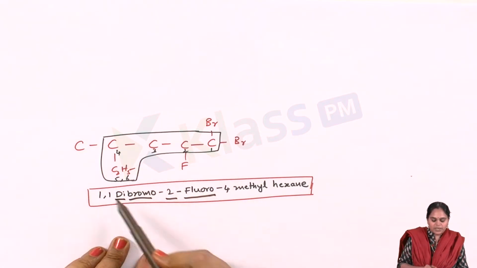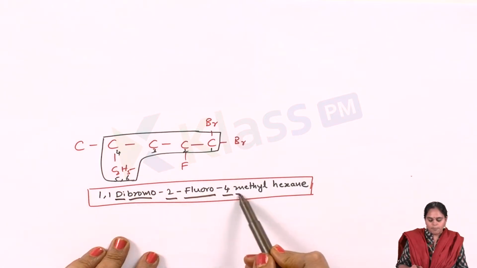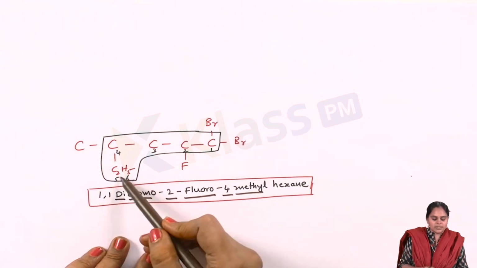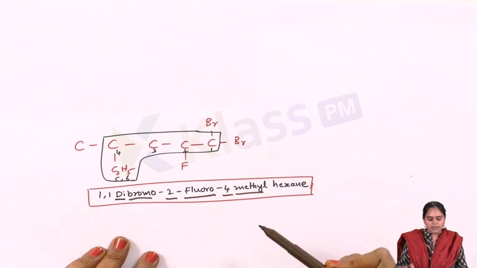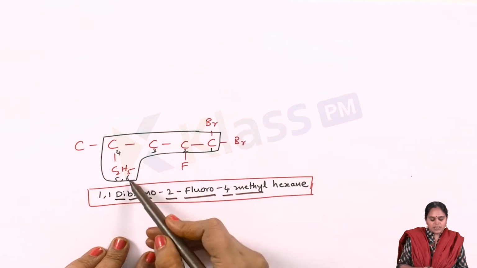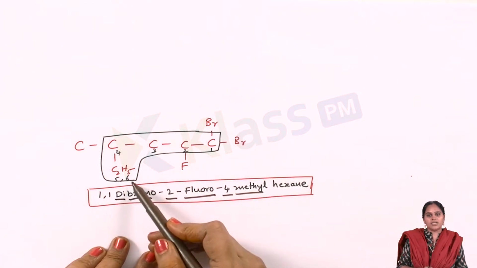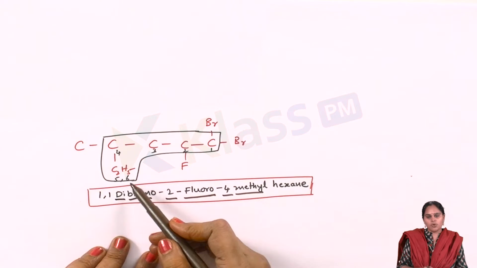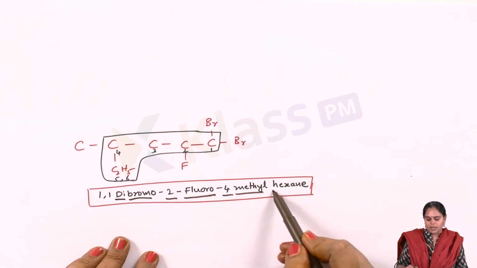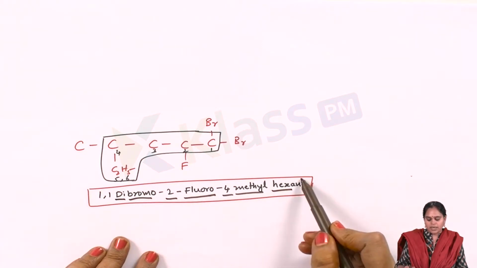And in the fourth place, what is added? Methyl is added. C2H5 is methyl. Then, 6 carbons are there. When 6 carbons are there, what is the naming convention we have to follow? Hexa, hex. Hexa is added, and ane.